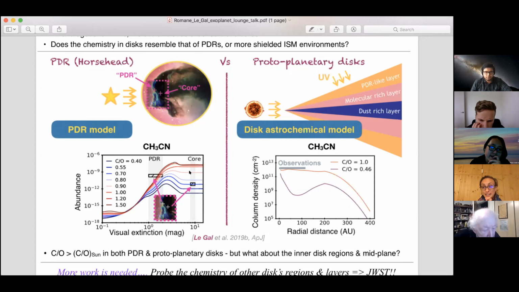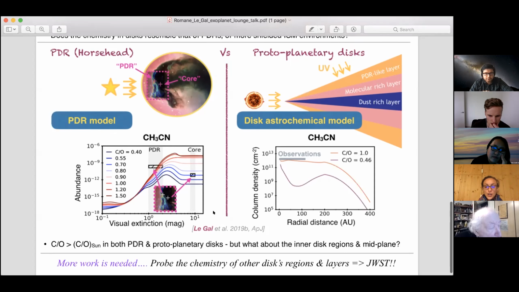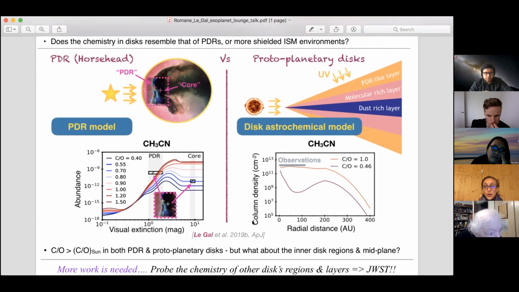But another interesting point from this model is that in order to reproduce the CH3CN that was observed in the very inner part of the Orion Nebula, in the core region, we need a lower C/O ratio, so not unity, still a bit higher than the solar one, but lower than the one that is observed in the external region, the photodissociation region. So this is why we would like to be able to probe other layers in disks, and for that we need other types of observation.